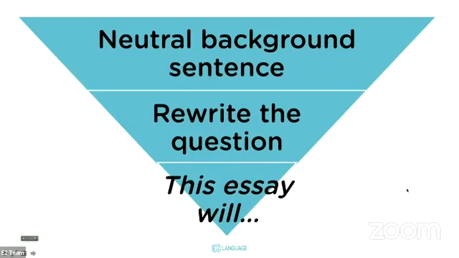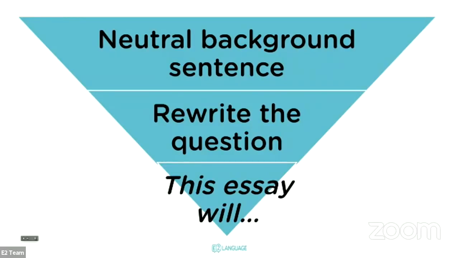So last week we looked at how to write a 3-sentence introduction that fits every single question prompt. You write a neutral background sentence. That is, let's say the question prompt's about artificial intelligence. So you write a neutral, no opinion, background sentence about artificial intelligence. Or let's say the question prompt's about public transport. You write a neutral, no opinion, background sentence about public transport. Second sentence, you rewrite the question in your own words. And the third sentence is you write, this essay will discuss blah, blah, blah.